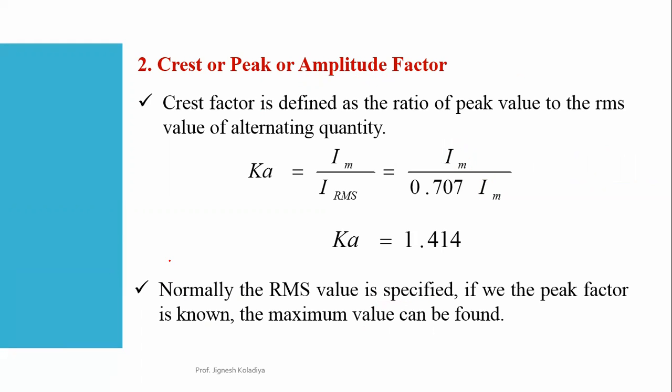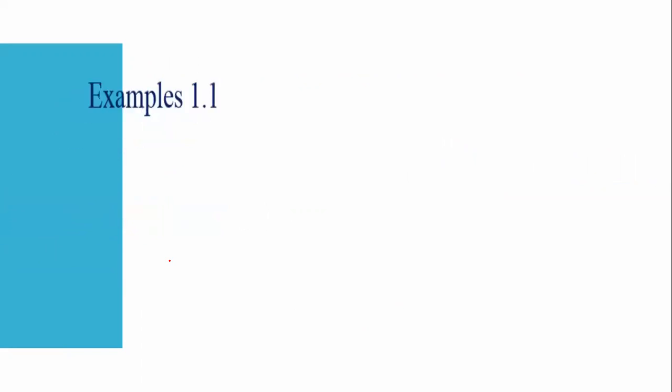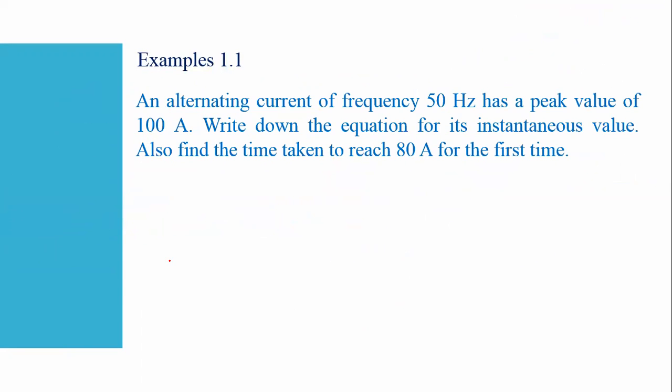Now let us solve one numerical. All of you read out the data. An alternating current of frequency 50 Hz has a peak value of 100 ampere. Write down the equation for its instantaneous value. Also find the time taken to reach 80 ampere for the first time.